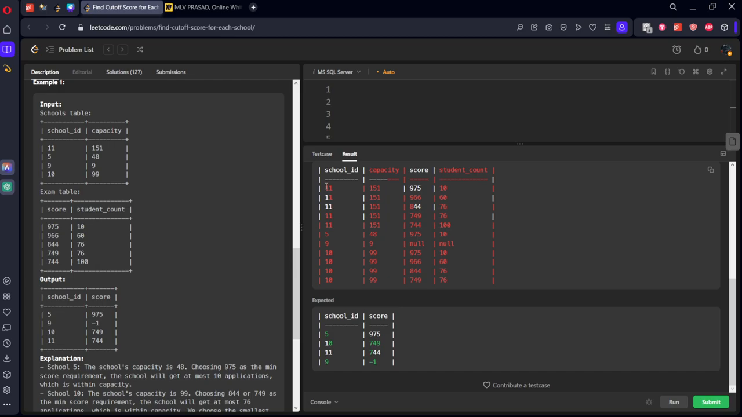Here you can see 151 is greater than 10, 60, 76, 76, and 100 also. Similarly, 5 is only greater than 10. Similarly, 9 is only greater than null. Similarly, 10 is only greater than 10. Similarly for this one, these three things. So what we will do now is group by school ID and take the minimum score among them.